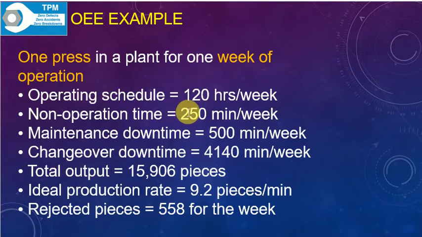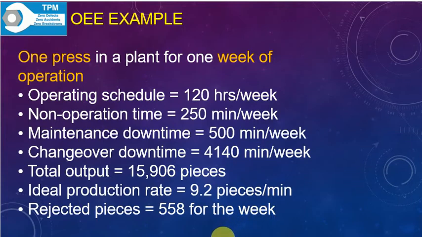The operating schedule is 120 hours per week. Non-operating time is 250 minutes per week. Maintenance downtime is 500 minutes per week. Changeover downtime is 4140 minutes per week. Then the total output of the components is about 15,906 pieces, again per week. The ideal production rate is given as 9.2 pieces per minute.